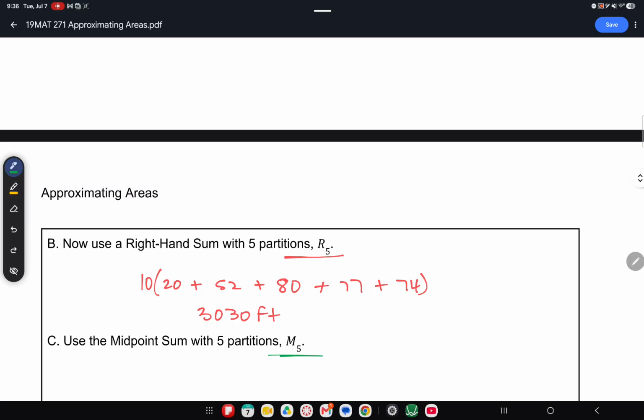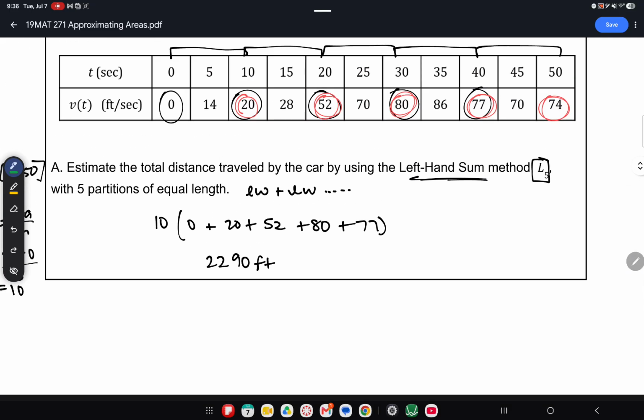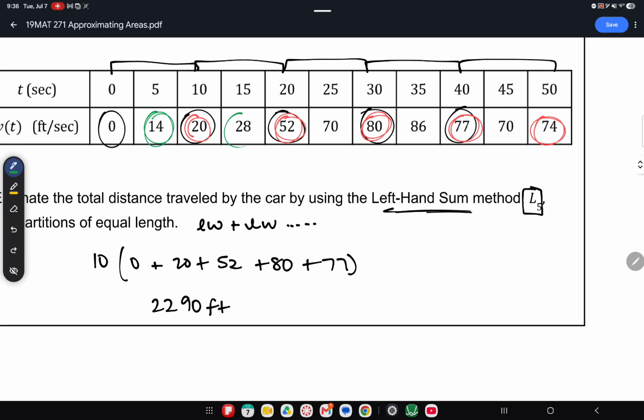All right, a midpoint. So it still has a width of 10, but we're going to use the midpoint. It just happens to be that the midpoint between 0 and 10 is 5. The midpoint between 10 and 20 is 15. We have the values of the midpoint, so we don't have to find what it is.